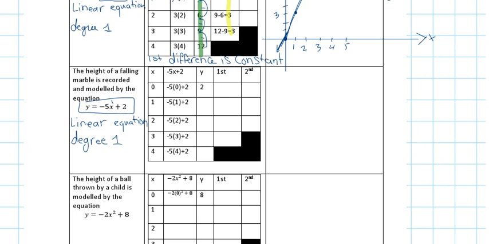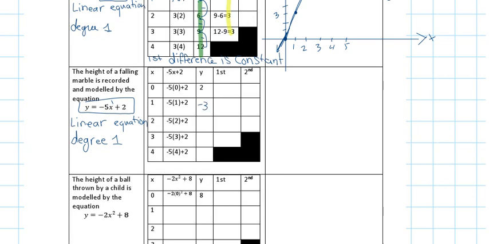How about the second y value? Negative 3, because negative 5 times 1 is negative 5. Add 2, that's going to be negative 3. Negative 5 times 2 is negative 10. Add 2, that's negative 8. Negative 5 times 3 is negative 15. Add 2, negative 13. Negative 5 times 4 is negative 20. Add 2, that gives me negative 18. Are we okay with how we found the y values?